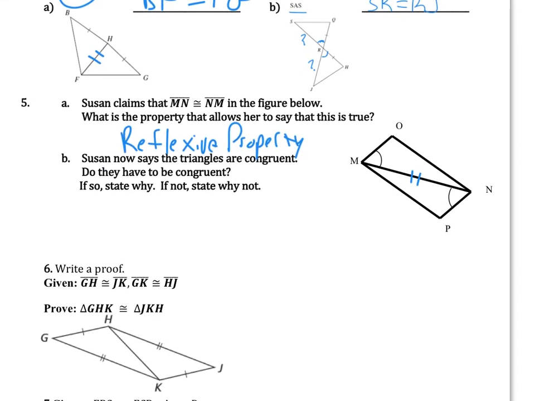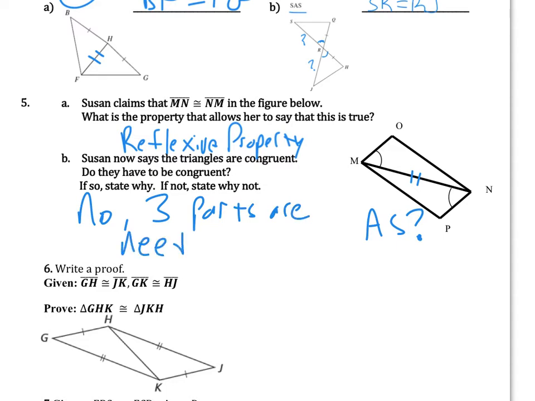Now Susan says that that's enough for the triangles to be congruent. Well, we have an angle and a side in this triangle. In this triangle, we know a congruent angle and a congruent side. So angle side, is that enough? No, it's not. We need at least 3 pieces of information. So 3 parts are needed for triangle congruence. So angle side is not enough.